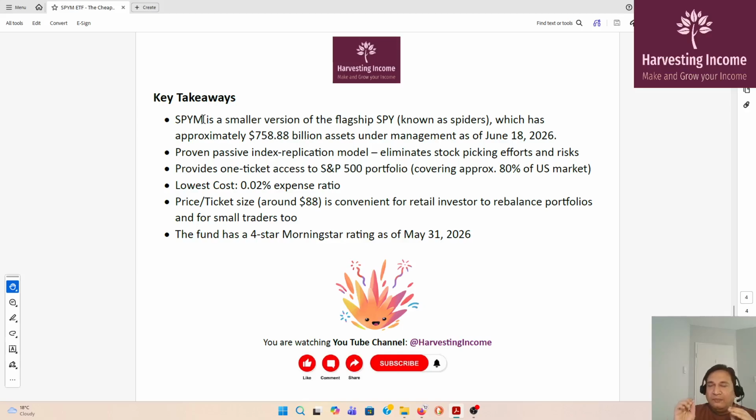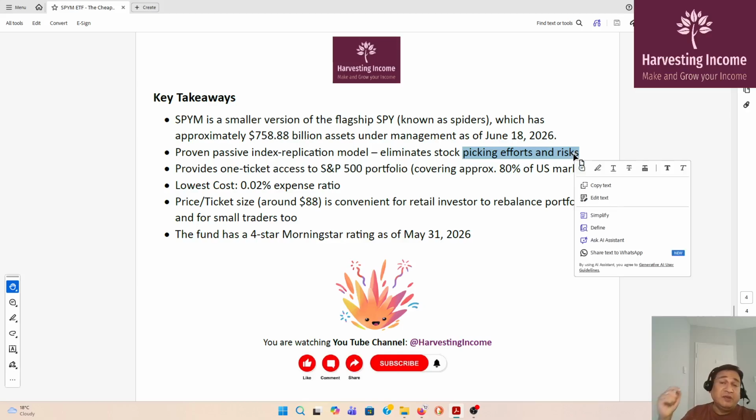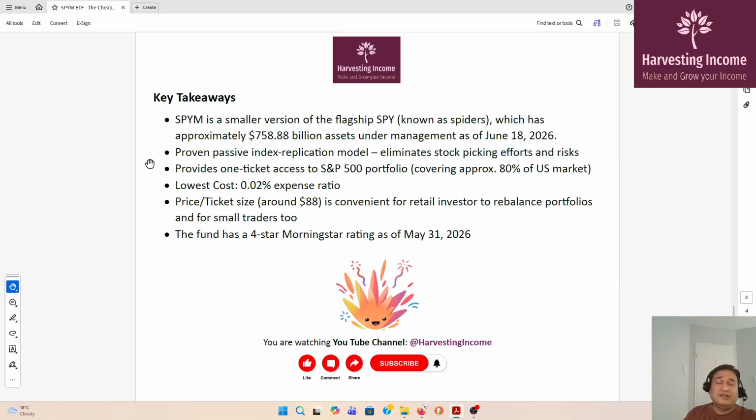So it's a proven passive index duplication model, and it eliminates all the efforts related to stock picking and all the risks that are associated with picking stocks, doing the research, and even after you do all the research, things can go in the other direction, like what you predicted and what you estimated may not work out. So that saves a lot of time and effort for the retail investor.